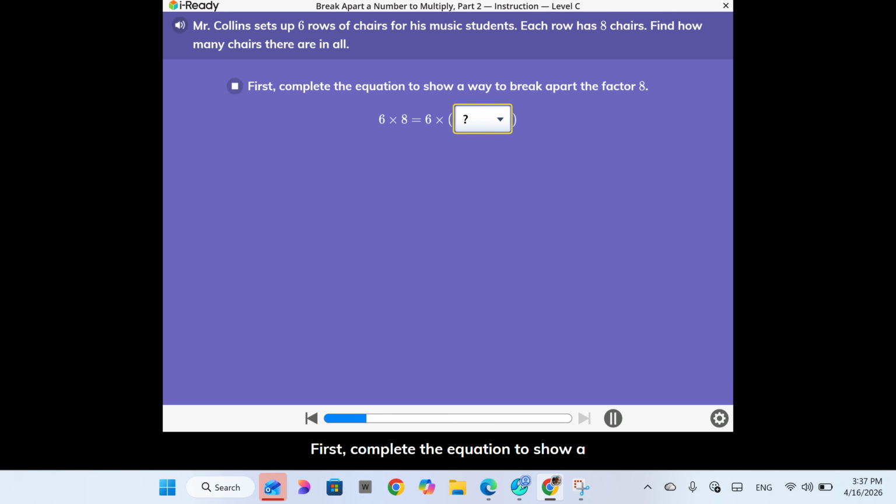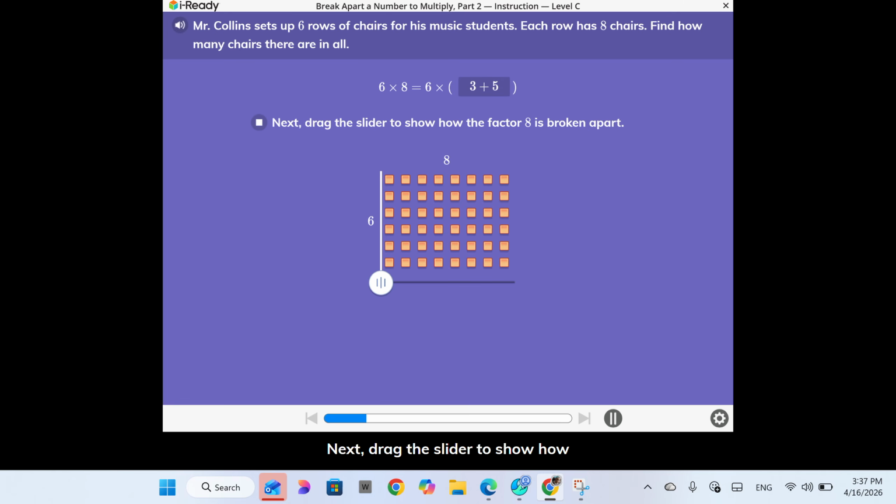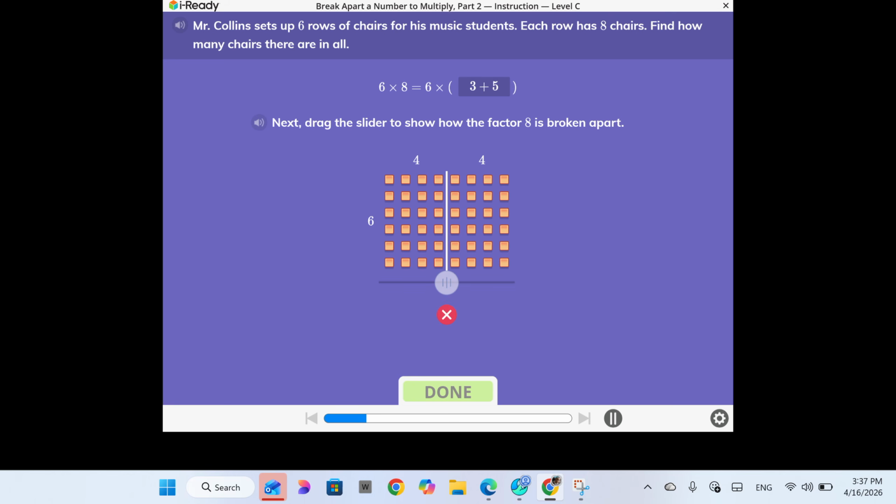First, complete the equation to show a way to break apart the factor 8. Next, drag the slider to show how the factor 8 is broken apart. That is a way to break apart the array, but it does not show 3 counters in each row of one section and 5 counters in each row of the other section.